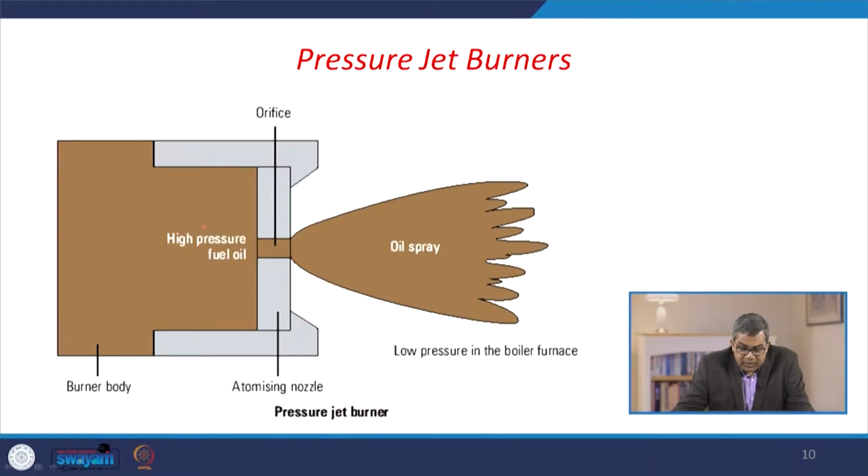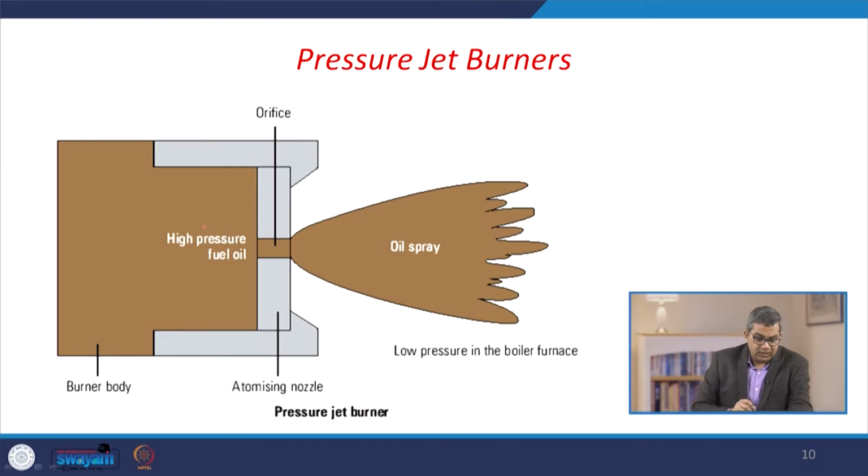And moreover, determining the shape and the direction of the flame. Sometimes you need to direct it so that only the targeted element is heated. So, let us take a couple of examples of burners. One example is the pressure jet burner.